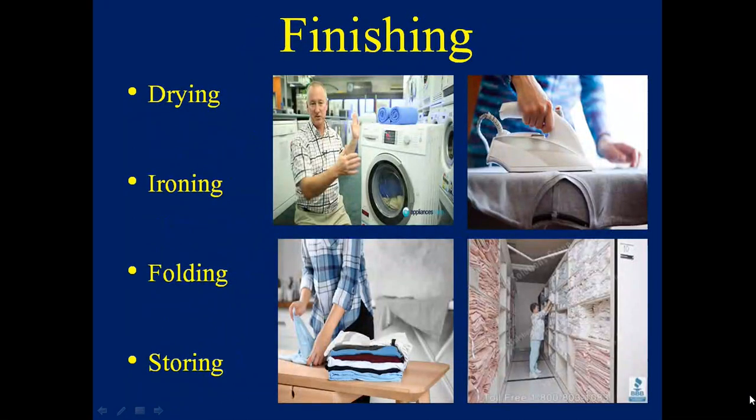Now moving towards finishing. Finishing comprises four steps, that is drying, ironing, folding and storing. These steps are equally important because unless you dry the cloth, then iron, fold and store it, you cannot deliver the linen to your respective sections. So unless all these four steps have been completed, do not hand over the linen to your employee. So first complete all these steps.